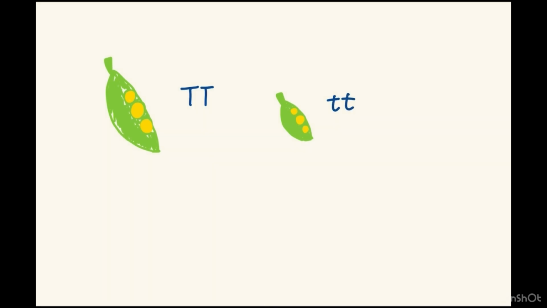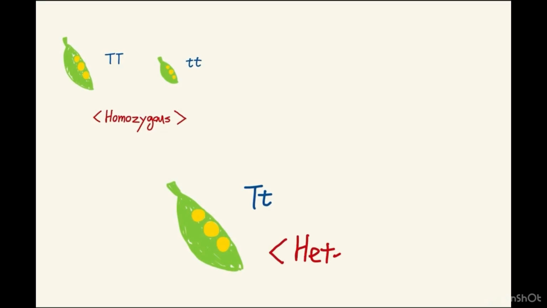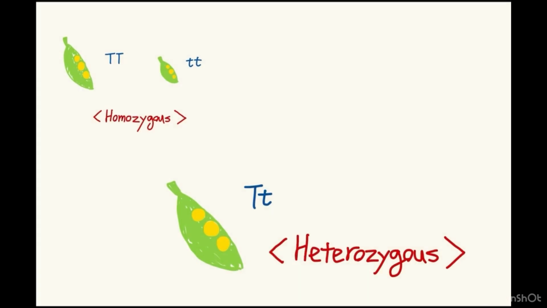When an organism has two dominant genes, the dominant trait is expressed, and when it has two recessive genes, the recessive trait is expressed. This condition, where both genes are the same, is called homozygous. On the other hand, when there is one dominant gene and one recessive gene, the dominant trait is expressed, and this condition, where the genes are different, is called heterozygous.